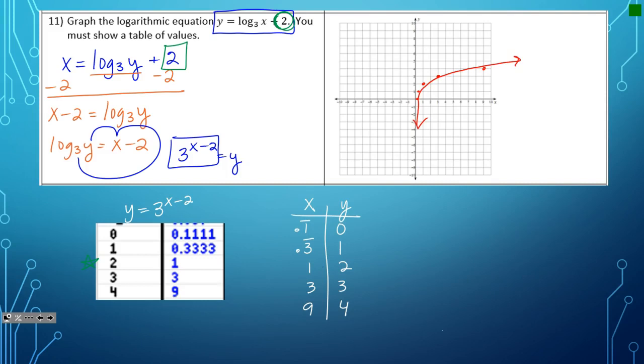And then if you wanted to, you could look at your asymptote just to double check that everything looks correct. Remember that your asymptote is going to be x equals your h value. And in this equation, there's nothing in the parentheses with x, so that means your h value is 0. That means your asymptote would be at x equals 0, which looks about right based on the rest of our graph.